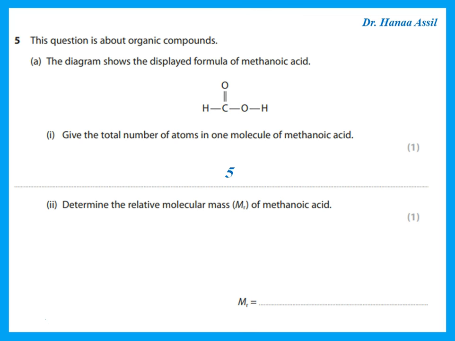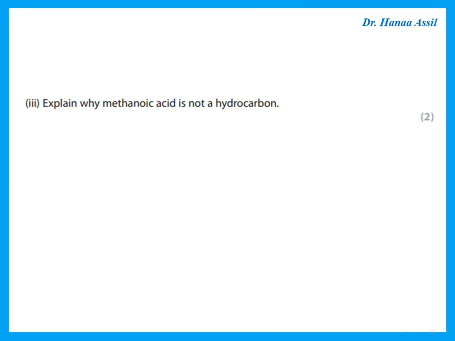Determine the relative molecular mass of methanoic acid. You should know how to calculate relative molecular mass. You look at the periodic table. You choose the mass number for each one, the bigger number for each one. So if we have 2 hydrogens, the mass number of hydrogen is 1. I have 1 carbon, its mass number is 12. I have 2 oxygens, each of them have a mass number of 16. The total of that is 46, so that is the Mr of methanoic acid.